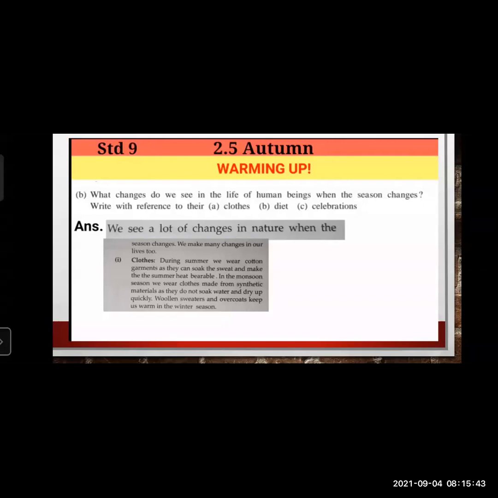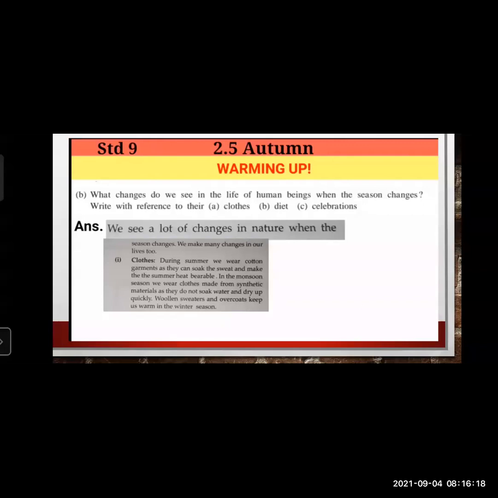So let's see, firstly we have to see how we change our clothes by the season. We see a lot of changes in nature when the season changes. In every season we have to change our clothes style, our dress style. As the season changes, we make some changes. Clothes are like this: during the summer season we wear cotton garments so they can soak the sweat and make the summer heat bearable.